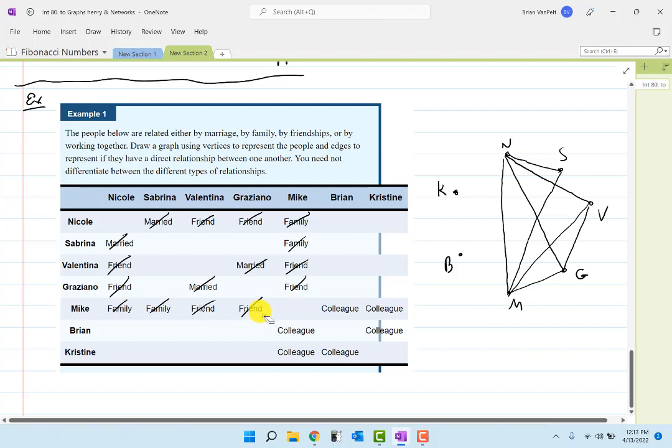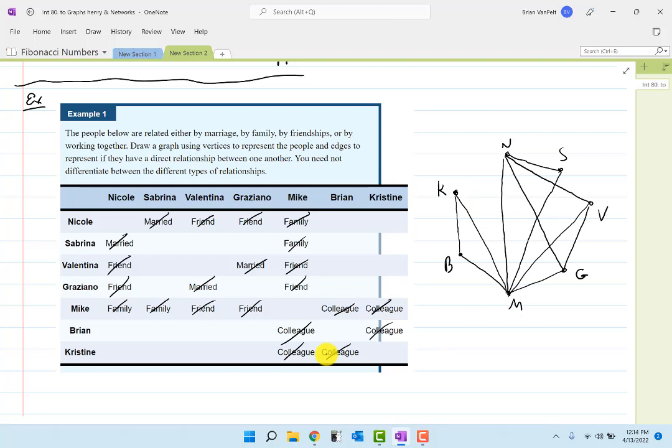Oops, I got ahead of myself. Now, Mike and Graziano, well, I just took off what I needed. And Mike and Brian were colleagues. And then Mike is also a colleague of Kristen's. And I've taken care of all of the Mikes. I've not taken care of myself yet. The only thing I don't have is I have not connected me to Christine. And there it is. And I took care of myself there. So the whole thing is marked off, and that will be my graph.